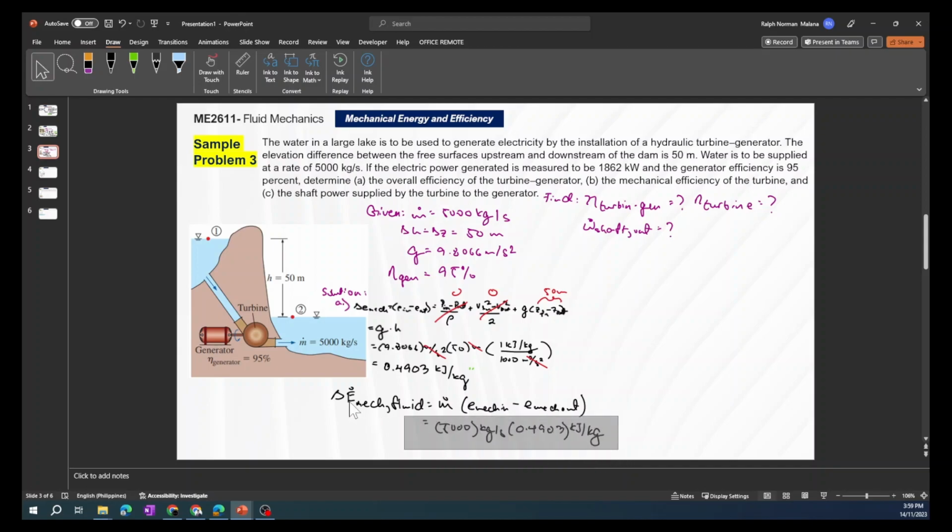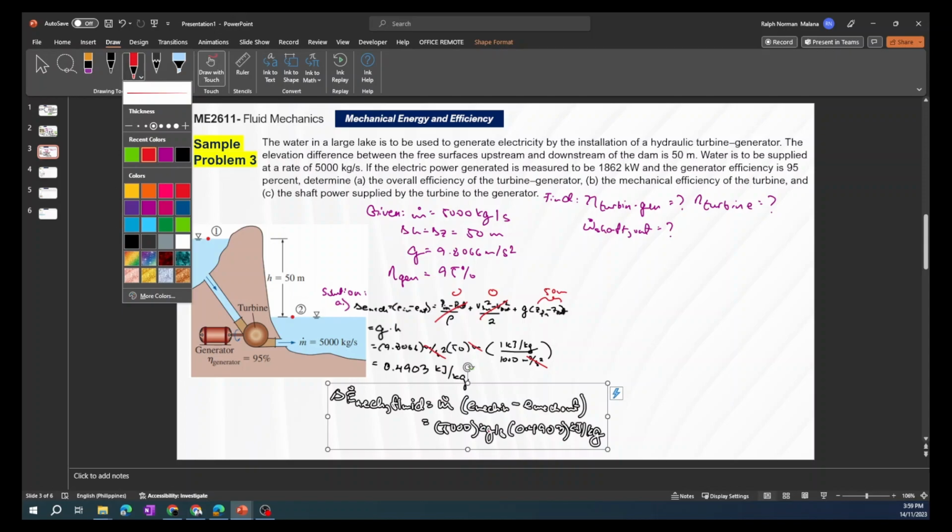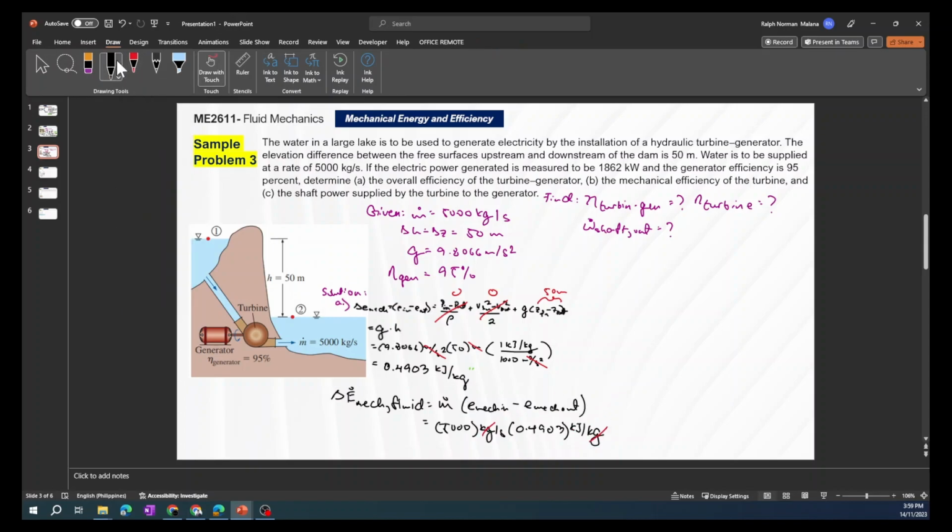So when you solve that, kilograms will cancel out and you are left with 5,000 times 0.4903. That's 2451.5. Oh, that's weird. 5,000 times 0.4903.